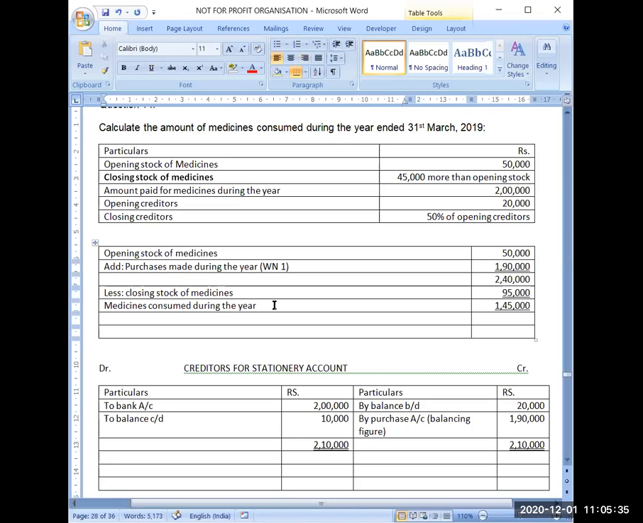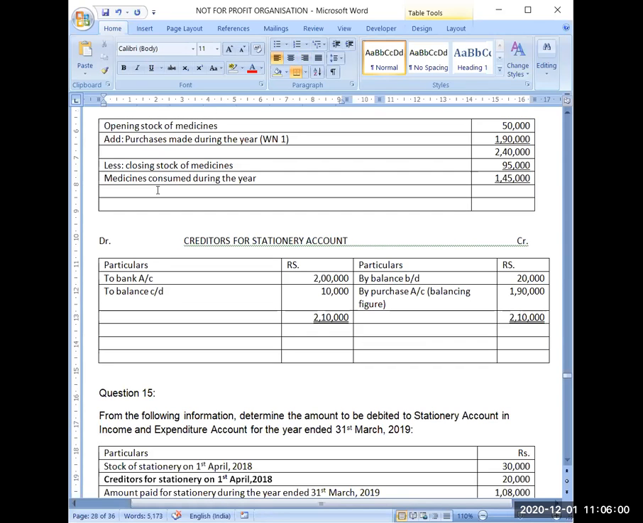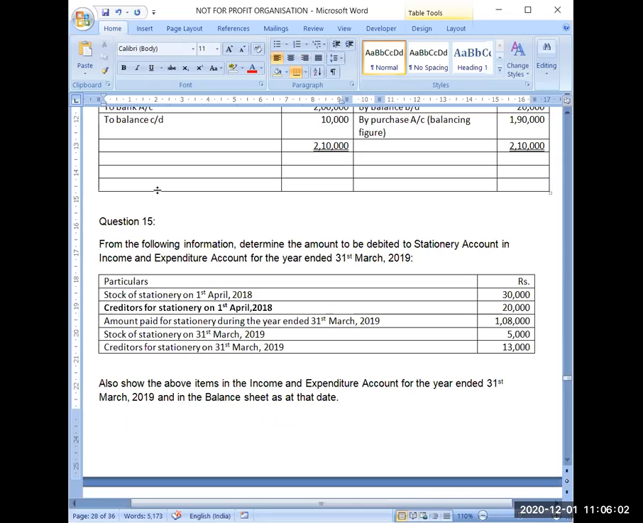This will be transferred to the debit side of income and expenditure account. So you have to be very sure about whether it is given amount paid or goods purchased. If purchase is given, then we don't need to prepare creditors account. But if it is payment made that is given, then we have to prepare the creditors account, because only then we will be able to calculate the amount of purchase of that particular item.